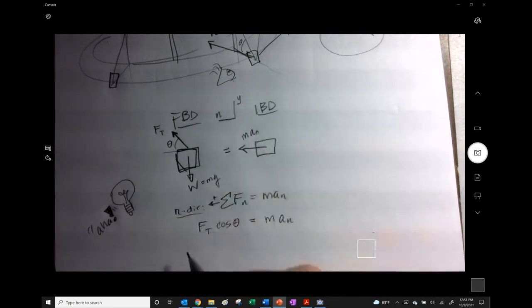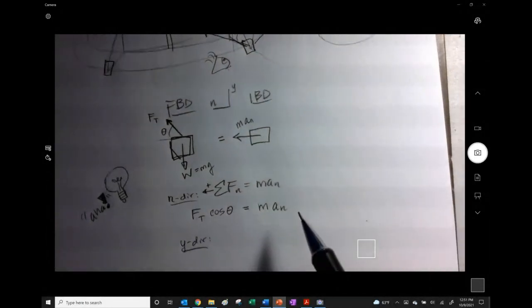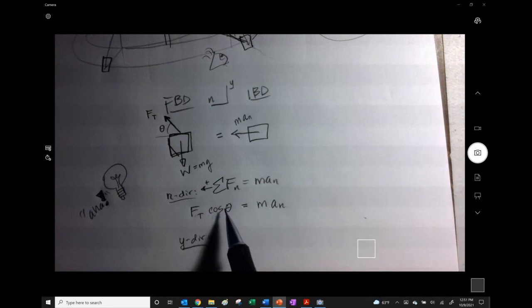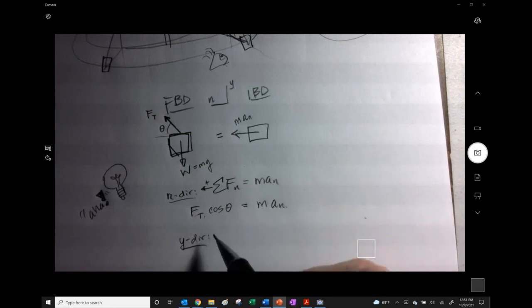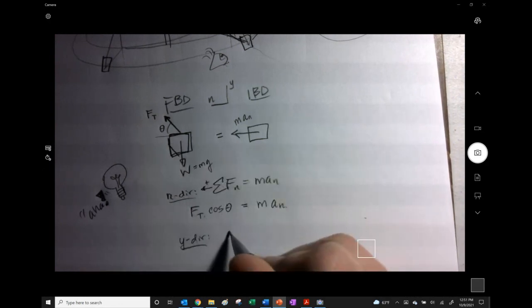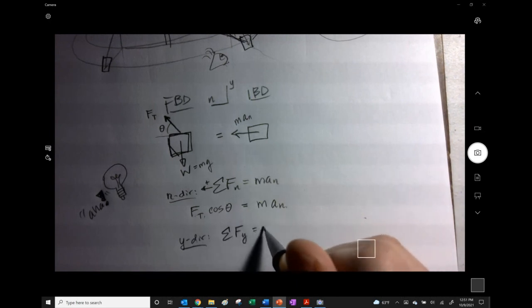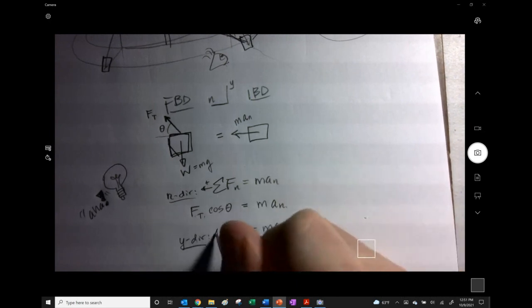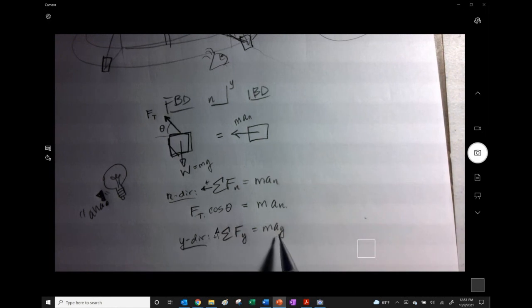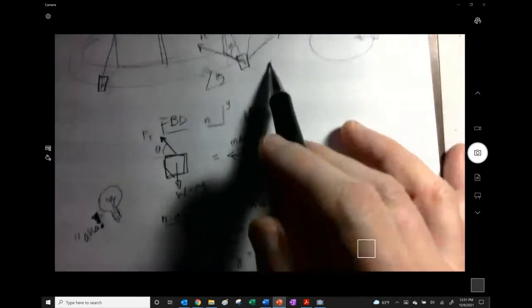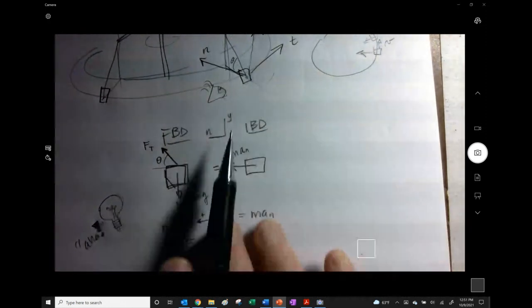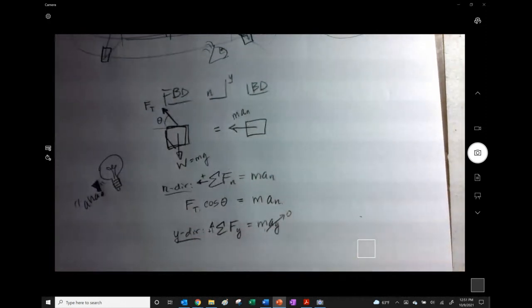Well, if I don't know the tension, let's try the y direction. If we ever get stuck somewhere and we have one equation and two unknowns, tension and acceleration, let me try the y direction. So I say the sum of the forces in the y direction equals mass times acceleration in the y direction. And I ask myself, is it accelerating in the y direction? No. Is it ever going to go up or down anymore? I mean, if it just keeps at the same speed? No, it's going to be the same vertical. So it doesn't accelerate in the y direction.